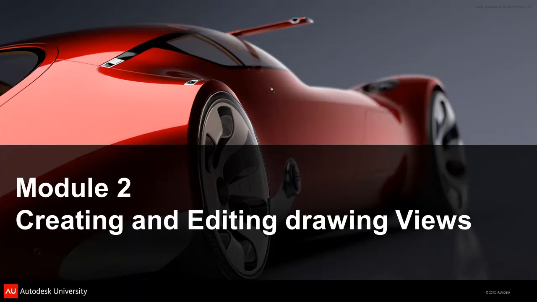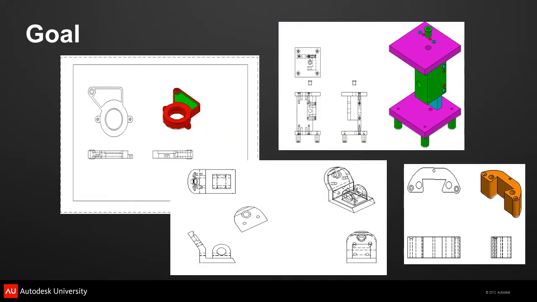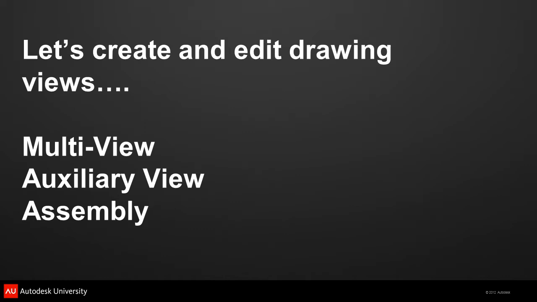For our second module, we're going to go in and create and edit some drawing views. And our goal is to use AutoCAD and Inventor models or assemblies. And we're going to create those orthographic multi-view drawings. We're going to create an auxiliary view from an inclined surface to show true size and true shape, sort of an undocumented feature. And also we're going to bring in an assembly. So let's take a look at how we can create and edit drawing views.